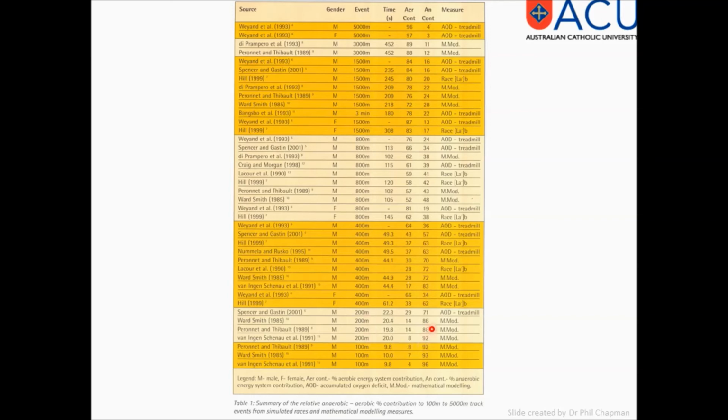Then 200 meters, primarily anaerobic contribution, about 85% or so. And then the 100 meters, getting close to 100% contribution. So still some aerobic activity, but primarily anaerobic activity. So you can see how, in terms of the length of an event, the metabolic pathways become more or less prominent depending on the length of the event.